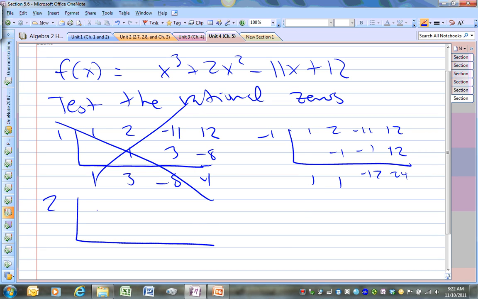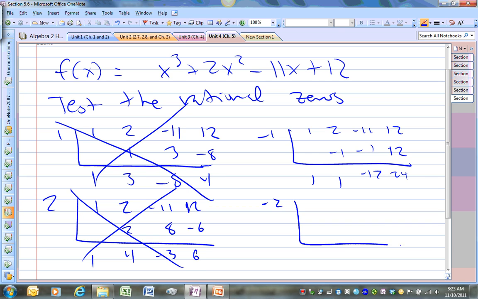Let's try 2. So 1, 2, negative 11, and 12. So 1, 2 times 1 is 2. You get 4. You get 8. Negative 3. Negative 6, 6. Again, no good. Let's try negative 2.